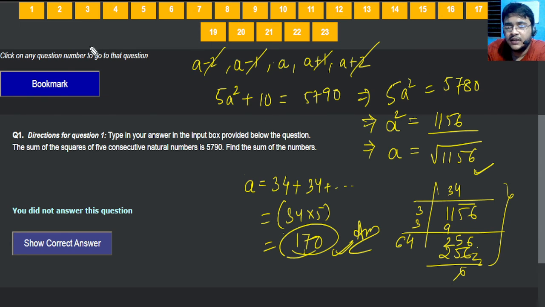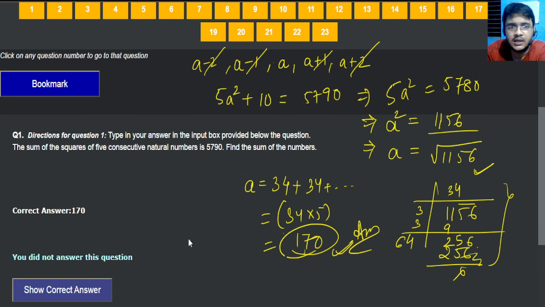If you need to verify, let's verify this also. 170 is the answer.